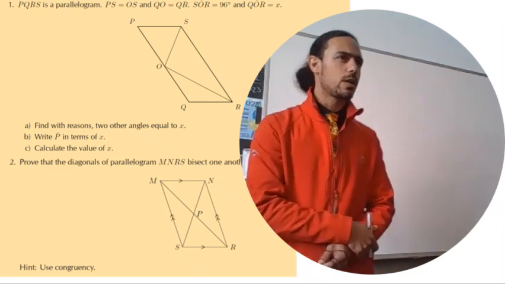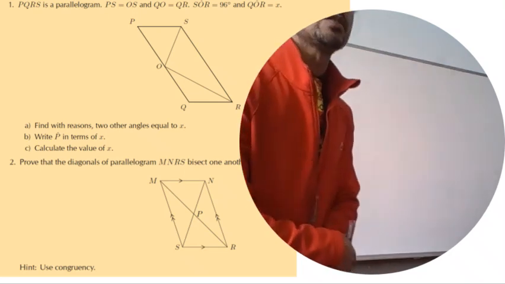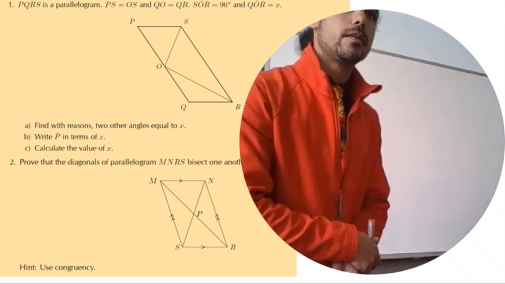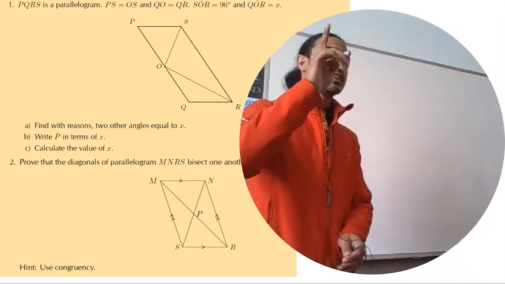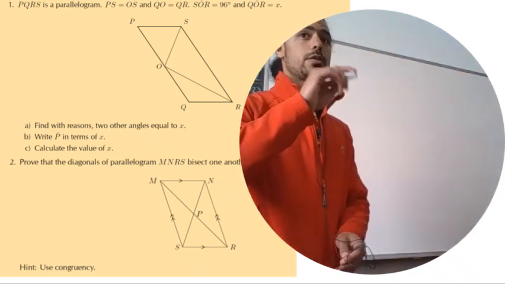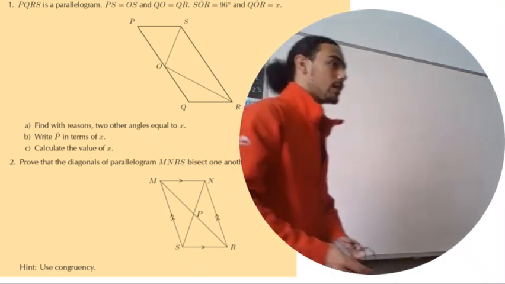So the first property is that both opposite sides are parallel. The next property, Dante, what is the next one? Both pairs of opposite sides are equal, so equal in length.